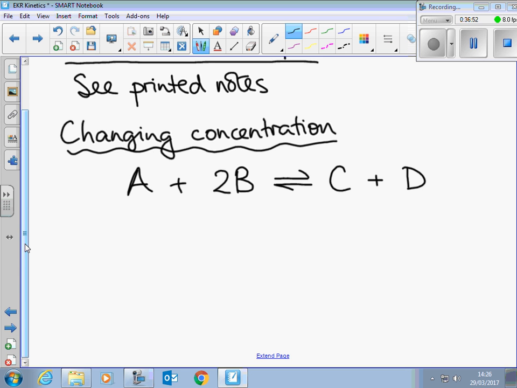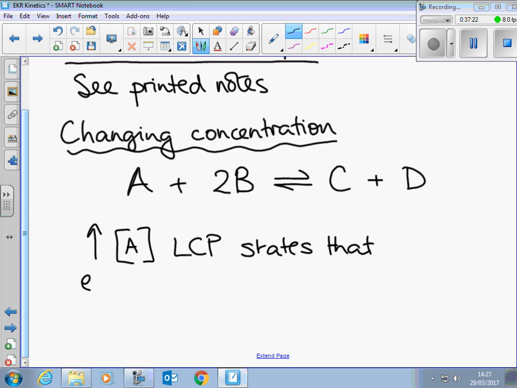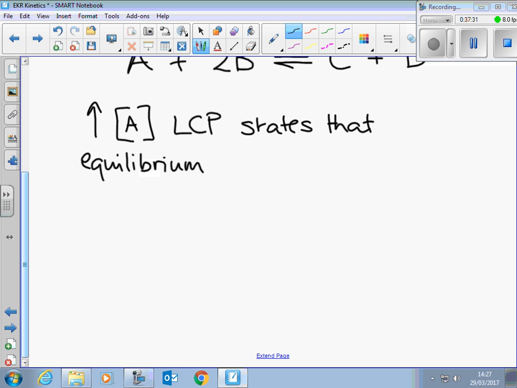So if we increase the concentration of A, the position of equilibrium moves to counteract the change. So we're increasing the concentration of A. I'm going to put LCP. I write that every year, and it reminds me of my A levels. It doesn't explain it, but it states that the position of equilibrium will move to counteract that.